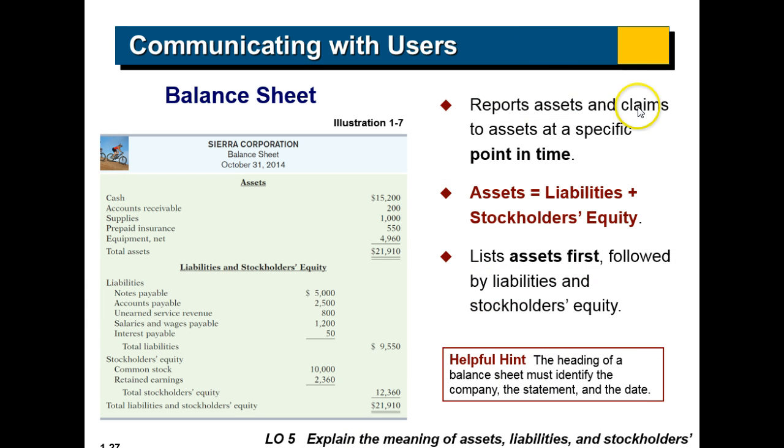So, it reports assets and claims to assets at a specific point in time. It's a snapshot, is the best way to say it. It's not over a period of time, it's a point in time. And the accounting equation we're going to get to is this balance sheet. Assets, or the 21,910, equal everything in liabilities, or 9,550, plus our stockholders' equity of 12,360. Assets will always equal liabilities plus owner's equity.